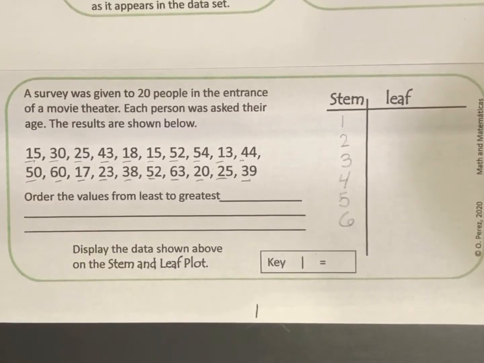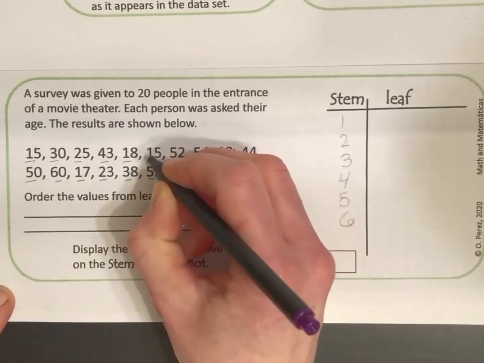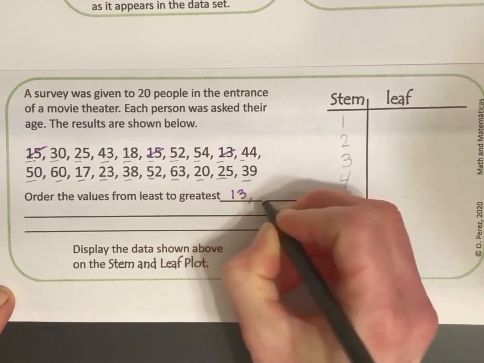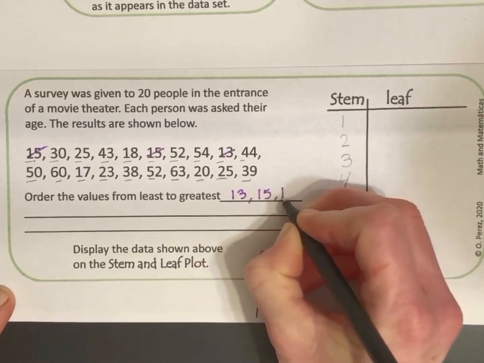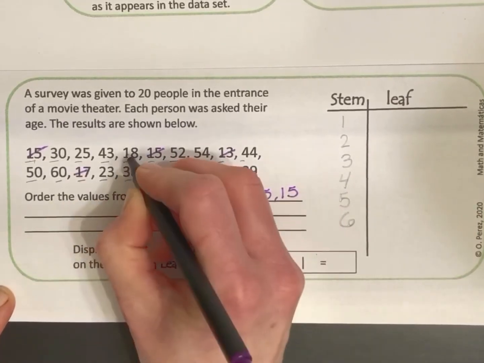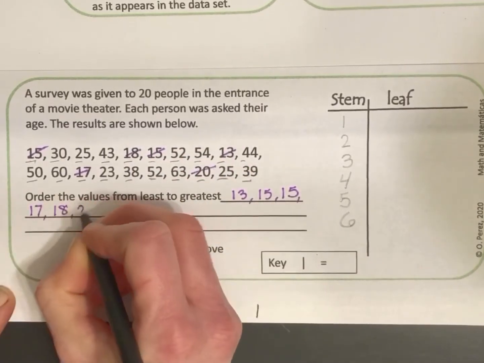The next step is to write all these random numbers in order from smallest to biggest. I'm going to look carefully and cross them out as I go. I see 13, 15, and 15. So I'll write them first, and then I'll continue to do this in order until I've written all of the numbers through the highest number of 63.